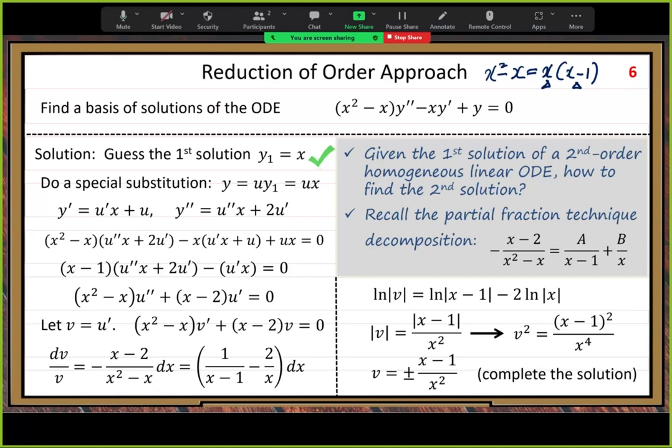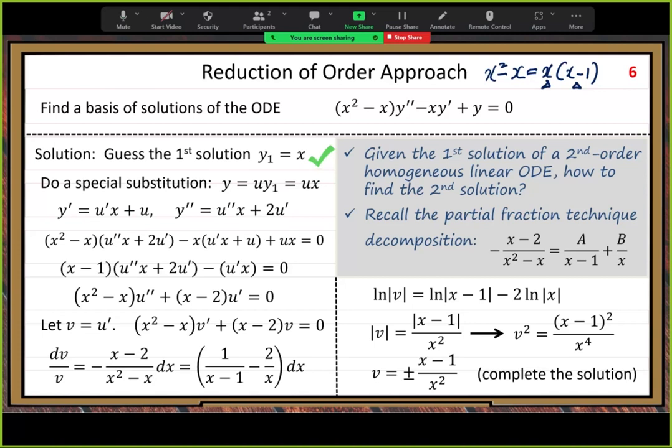So after v, you can get u. After u, you can get the second y. Here, I leave the remaining work to you.